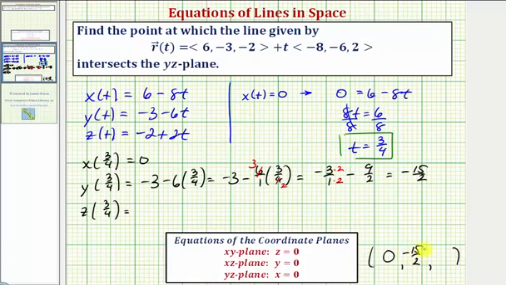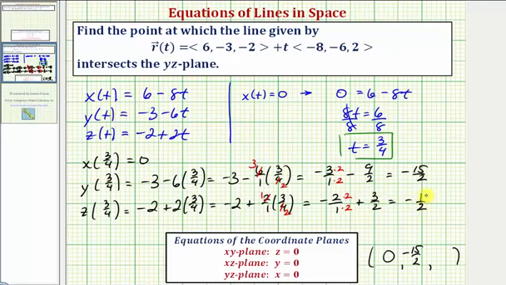And finally, for the z-coordinate, we need to determine z of 3/4, which is negative 2 plus 2 times 3/4. So we have negative 2 plus 2 over 1 times 3/4. Again, simplifying, common factor of 2. We have negative 2 over 1, plus 3 halves. Again, common denominator of 2. So we have negative 4 halves plus 3 halves, which is negative 1/2. So the z-coordinate is negative 1/2.